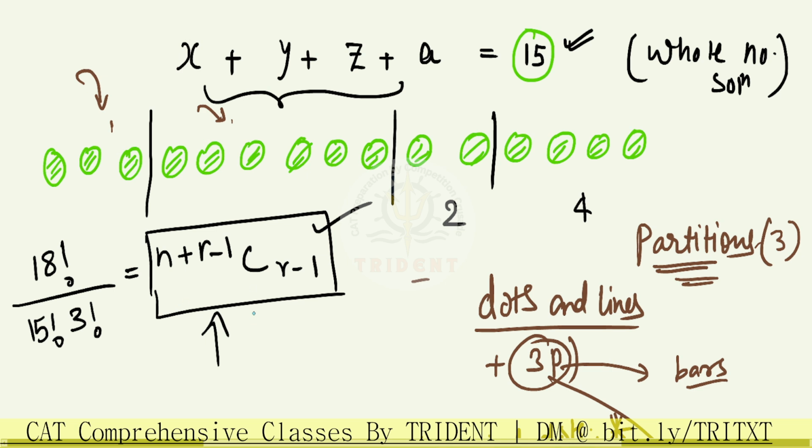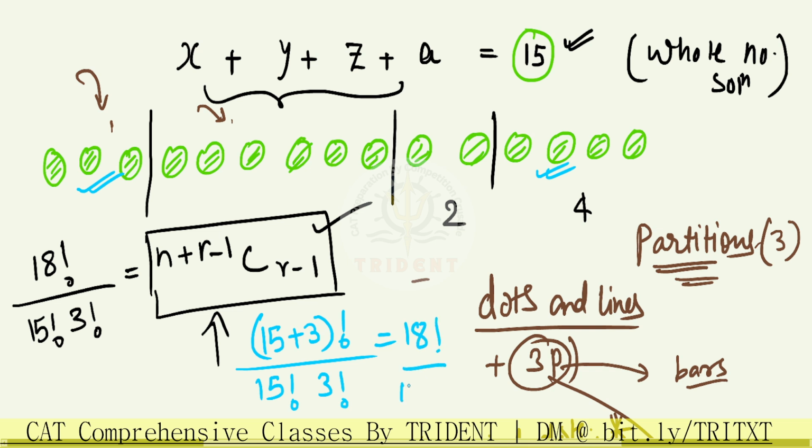Suppose I have 15 dots. All I need to do is add the lines to it. So 15 dots and 3 lines will make it 15 plus 3 factorial. And because I have 15 identical dots and 3 identical lines, I'll write it like this: 18 factorial upon 15 factorial into 3 factorial. I'm just reiterating so that this idea becomes rock solid in your mind.